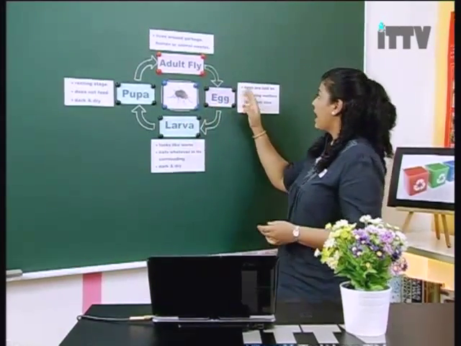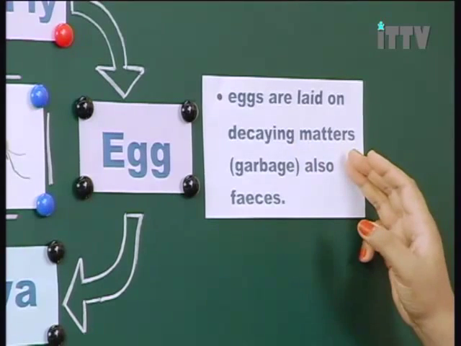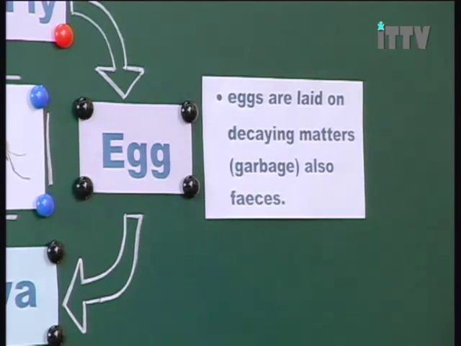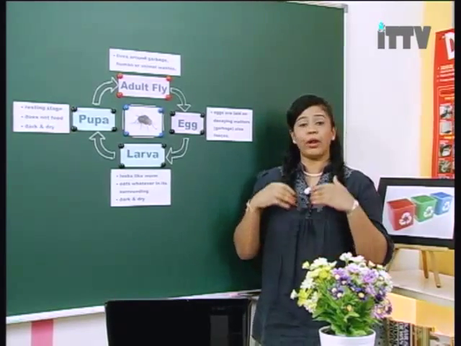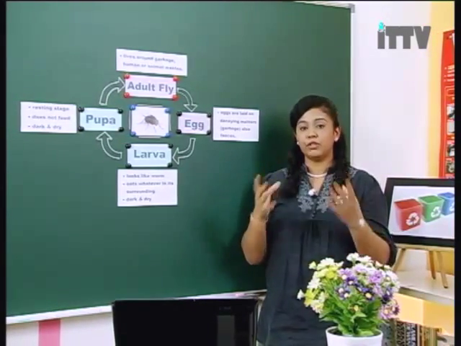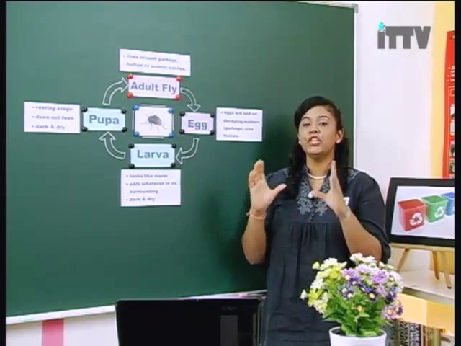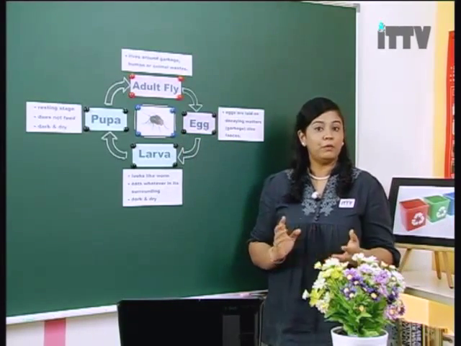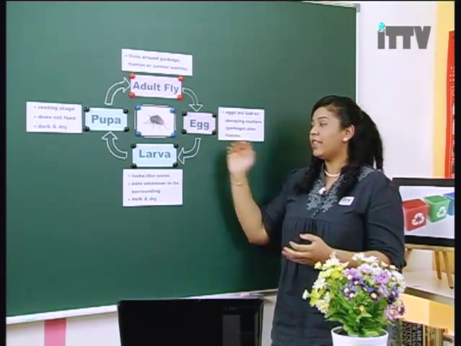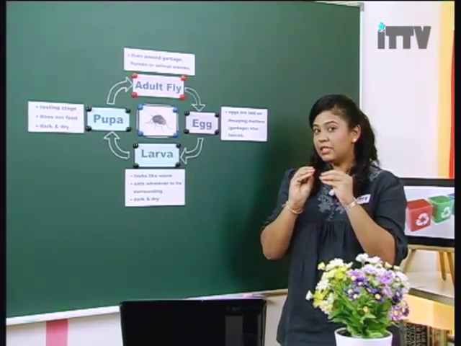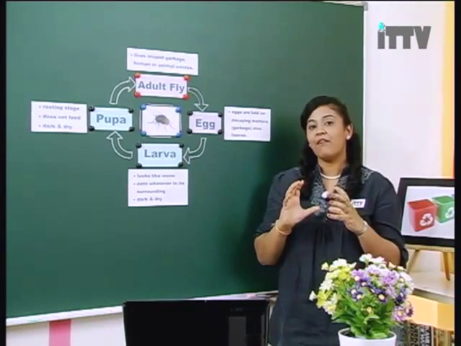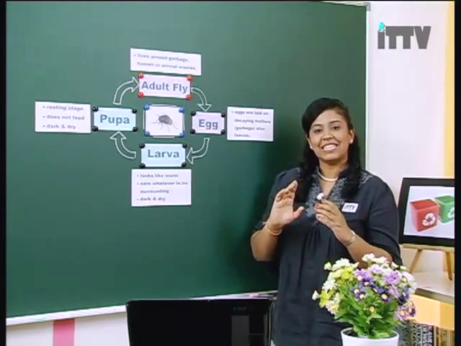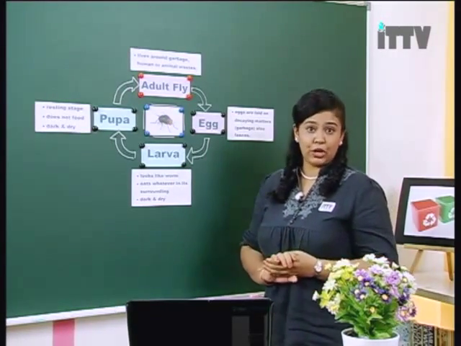Let's look at the board. Eggs are laid on decaying matter, and good examples are garbage and also feces. Now garbage, if you see, we are throwing a lot of things away, so there are a lot of nutrients there. So it is a sufficient source of nutrients for the eggs and for the fly to obtain its nutrients. Therefore, when the eggs hatch, the little larva has enough food to grow. In the next slide, we're going to learn what sustains this larva and makes it grow.